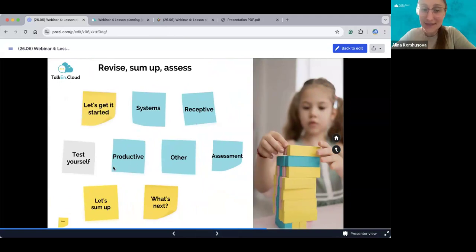Okay. So we've discussed the staging. So probably now you know how to plan any type of lesson. Any reaction if that's true? True or not? Okay, I see some reactions. So at least we know how to plan these types of lessons.